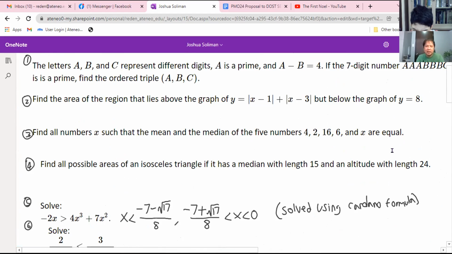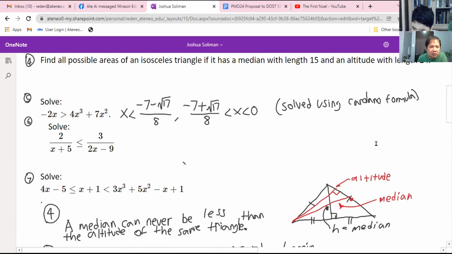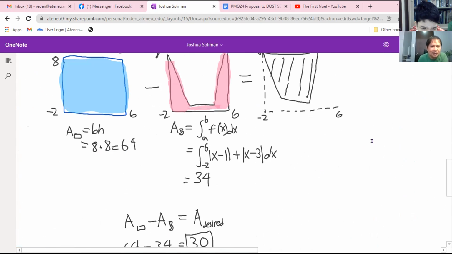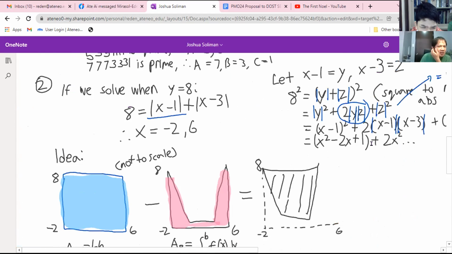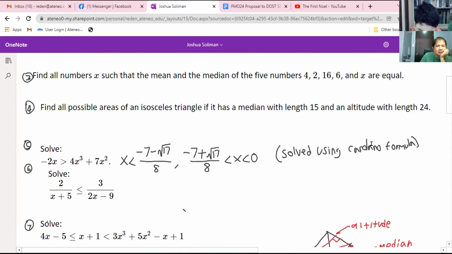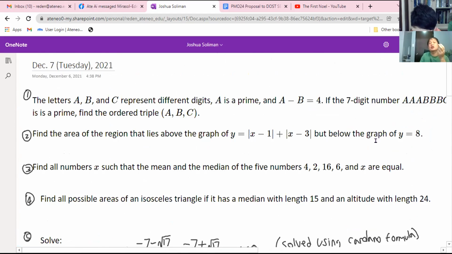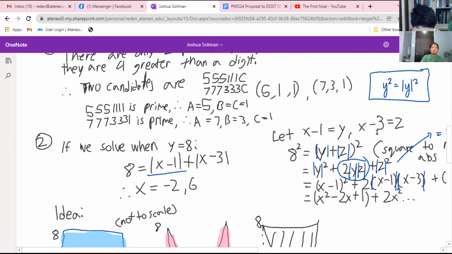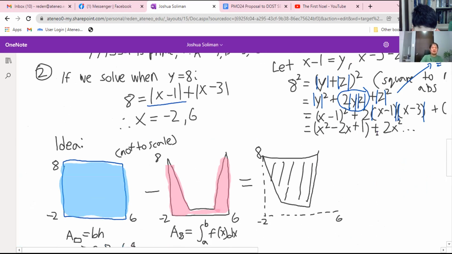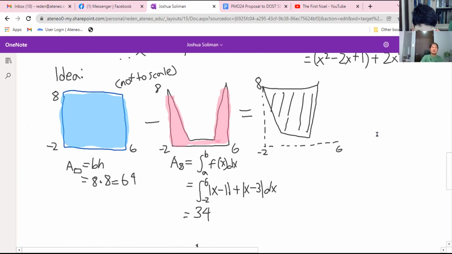Okay, number 3, you said you were able to... wait, did you write something for number 3 or did you skip this? For number 2, there's an area. Yeah, there's an area, but -2 versus 6, and then how do you know how the graph of the function looks like?